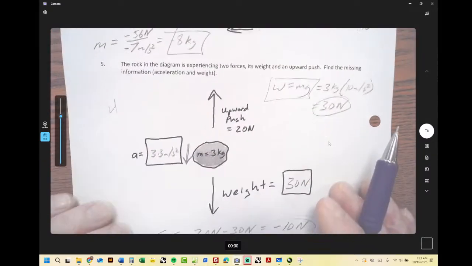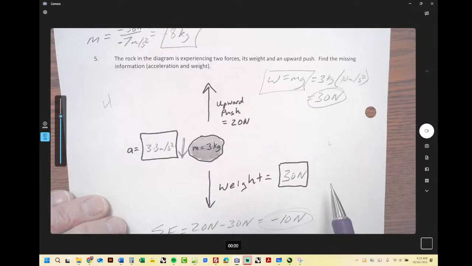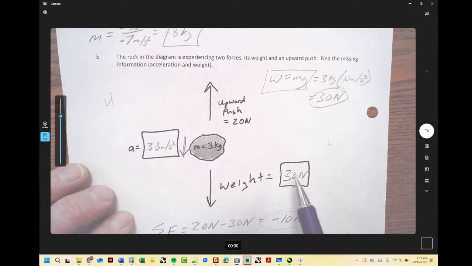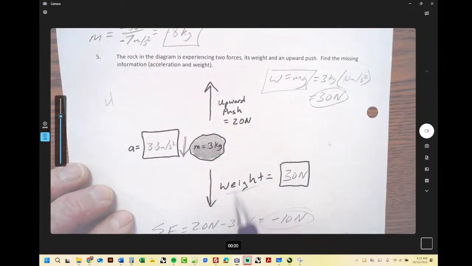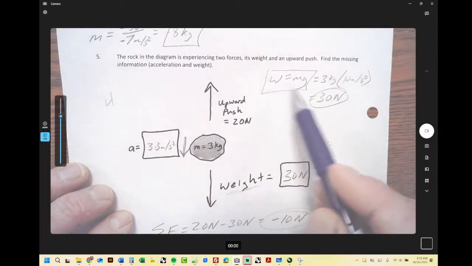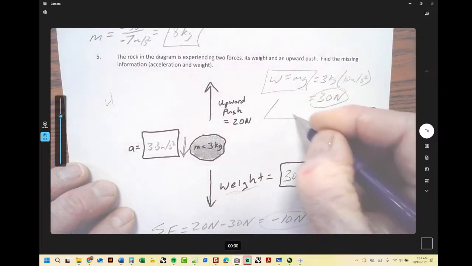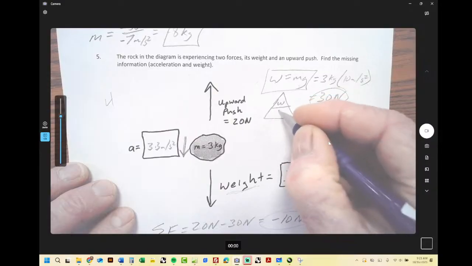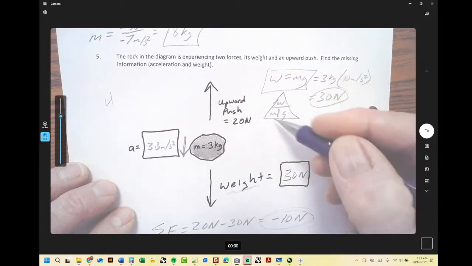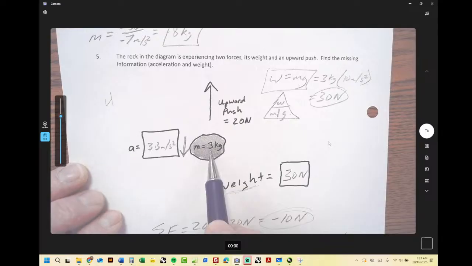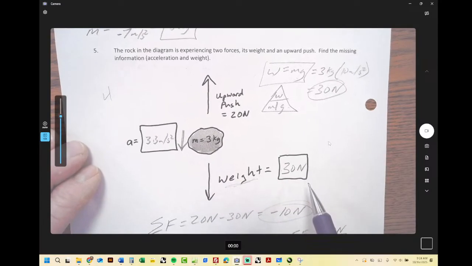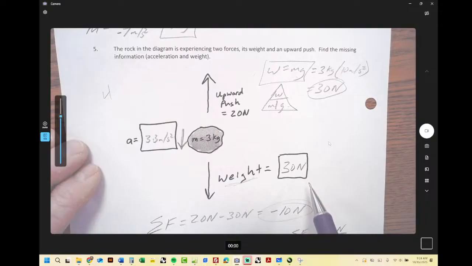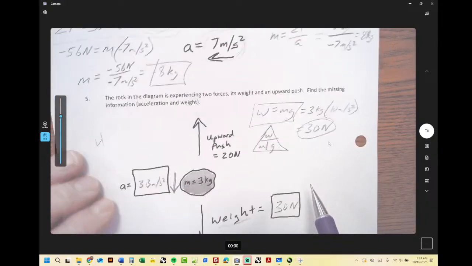Number 5, the easiest thing in any of these problems is weight. If you look at the weight formula and you happen to have everything you need, just calculate the weight right ahead. Weight is mg. So the triangle version of this looks like this, but if all you're doing is solving for weight, it's just mass times g. So 3 times 10 is 30. Done.